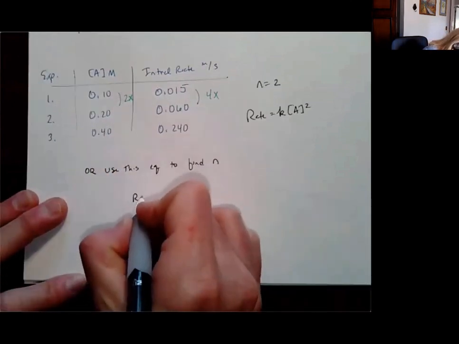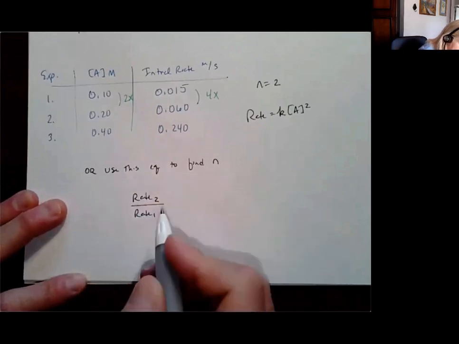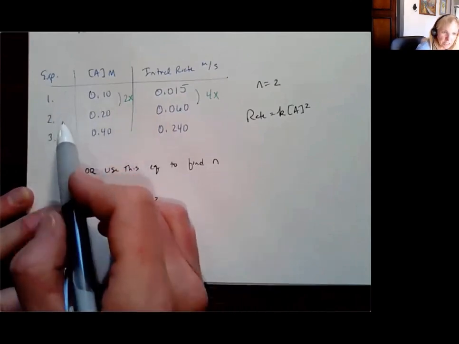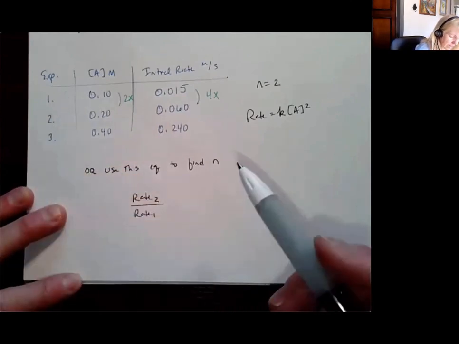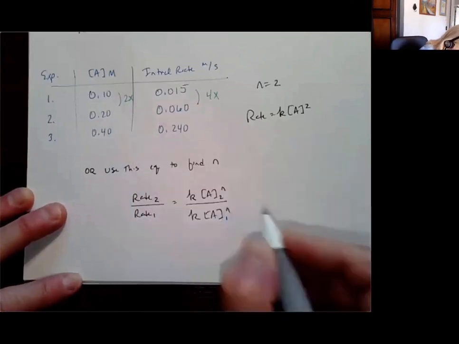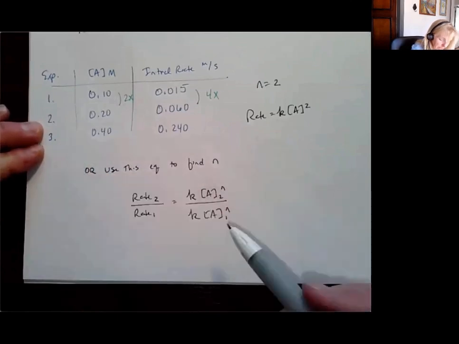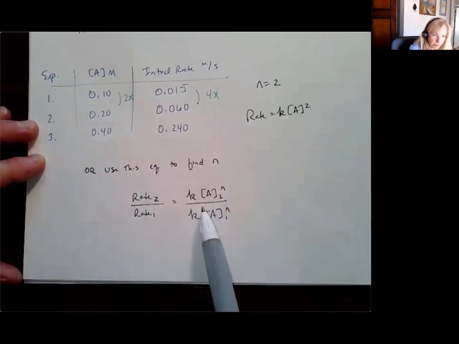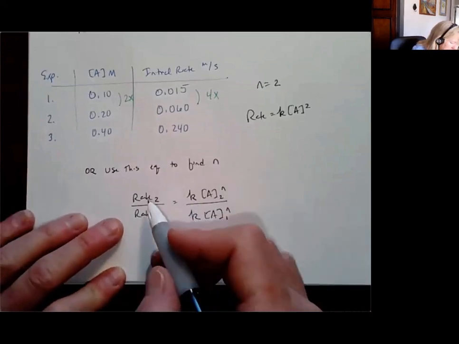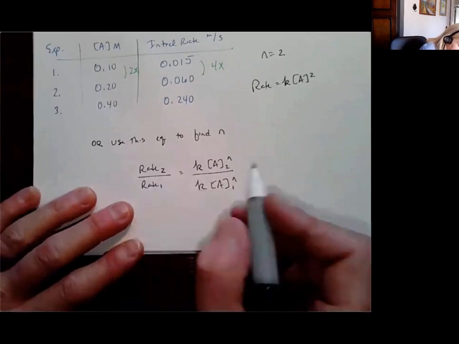So I have rate of 2 over rate of 1. So I'm just going to compare. It doesn't have to be 2 and 1, but I'm just going to pick 2 of these where I want to look at the concentration of A and how that's affecting. Maybe I picked 1 and 2, maybe I picked 2 and 3. And I'm just going to write rate laws for both of them and then put them over each other. So I usually do this so that the larger rate is on the top.